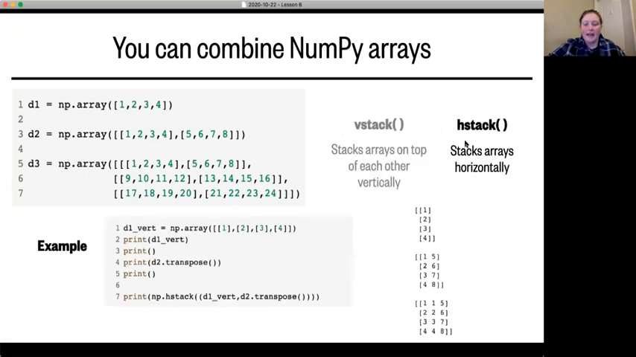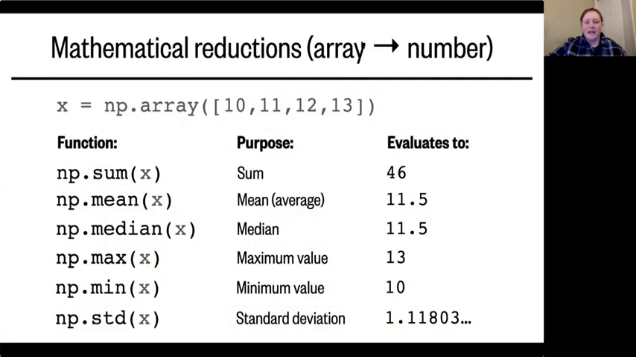Similarly, there's hstack, which stacks arrays horizontally. So I create this D1 vertical, which is this vertical 1, 2, 3, 4, rather than horizontal. Then I say D2 transpose, which puts the same number of rows as our D1 vertical here. And when I say D1 vertical and D2 transpose, and I do our hstack here, it puts it right on the end.